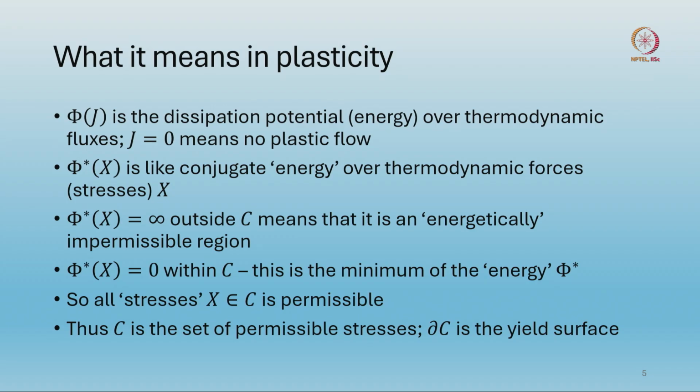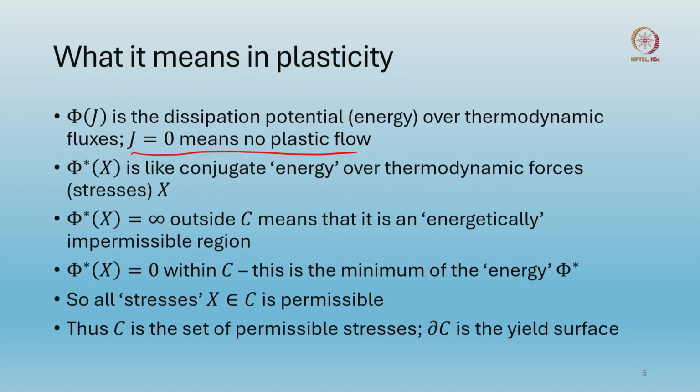So, let us understand what it means for plasticity, right. So, phi j, as I have already said, is a dissipation potential, an energy-like quantity over the thermodynamic fluxes, which is j. J equal to 0 means no plastic flow, okay. That is, the plastic strain rate is 0, etc.